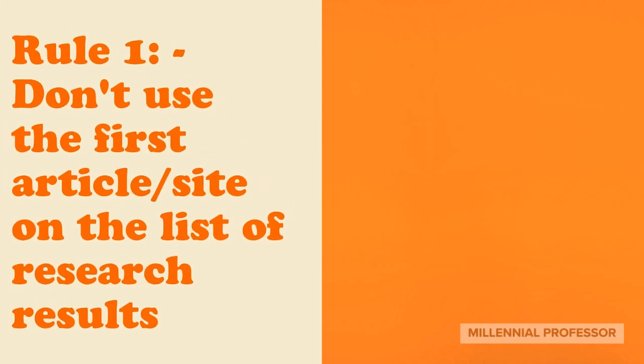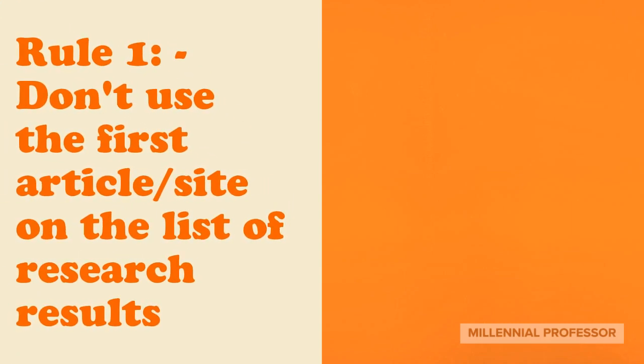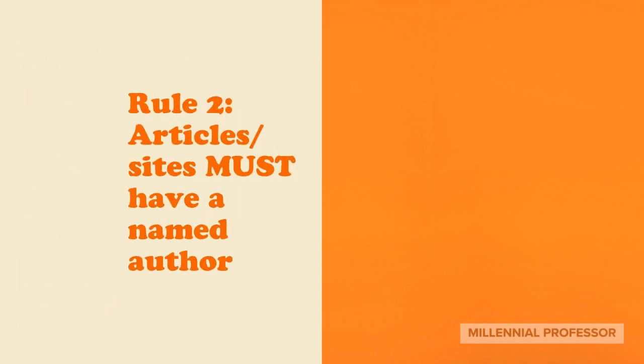Rule 1 is don't use the first article or site on the list of research results. The first articles are usually paid sites that fork out thousands of dollars to be the first search result. Actual credible sources don't have to pay Google to put them on the top of the search results. So always scroll down to find the sources that are there on their own merit.